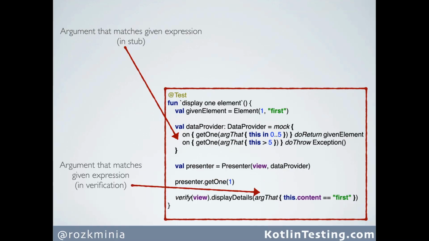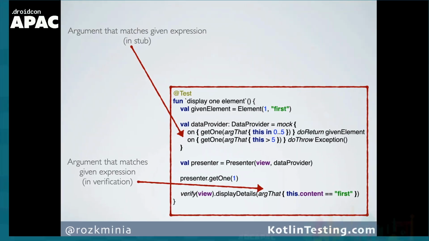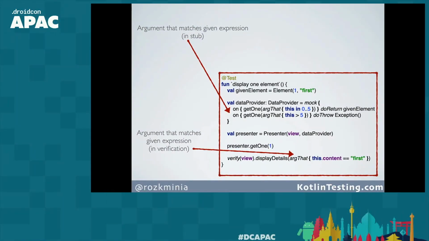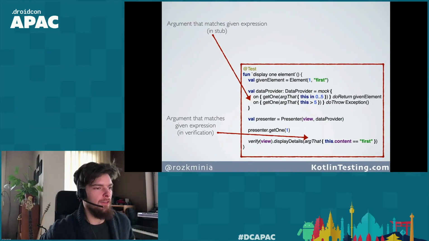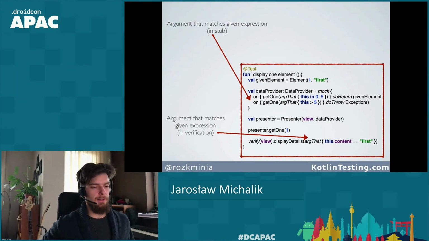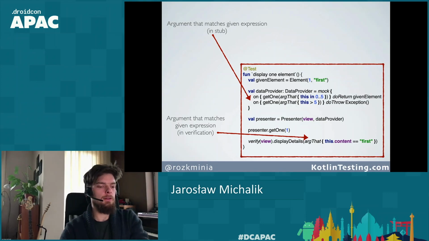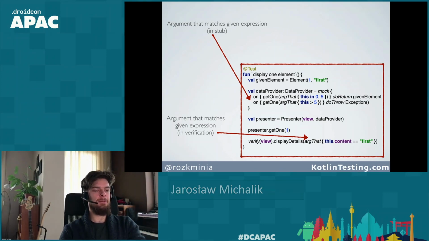And matchers can be used for verifications too. In this example, we can use a similar matcher in an assertion in verification on display details, and make the test pass for every argument that matches the given Boolean expression, especially in this test case, for that argument whose content is equal to the string "first".